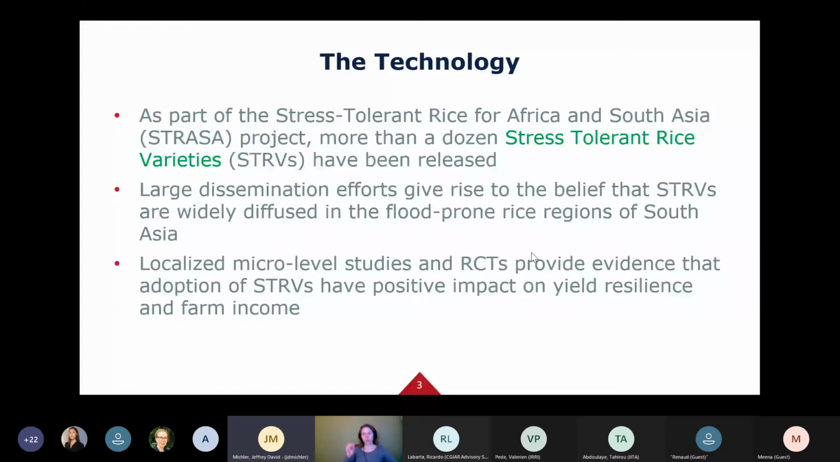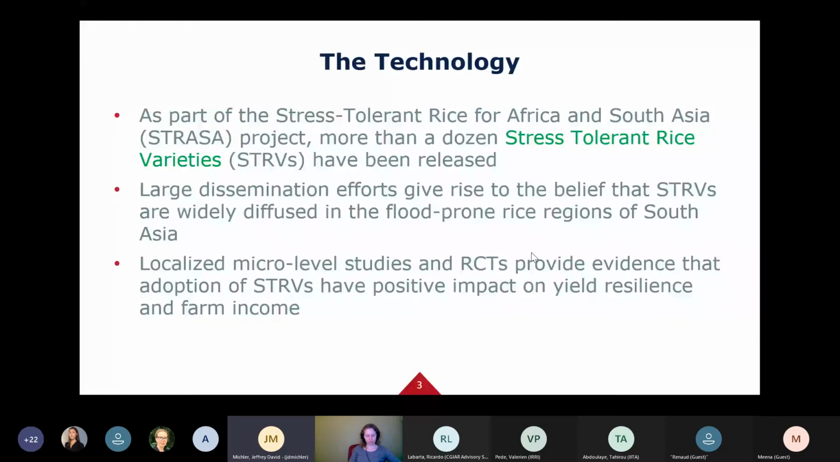There's a large dissemination effort. A lot of what Strasa was doing is trying to bring the dissemination of these varieties to scale. And so there's been a lot of talk about how much seed had been distributed, how much seed had been produced, and there'd been a number of localized micro studies, including, I see Kyle Emmerich on the call, a great RCT that looked at the impact of a submergence-tolerant rice variety in East India, I believe in Bihar. I think it was in the AER.